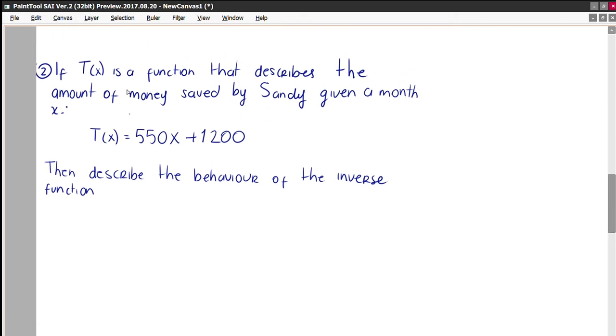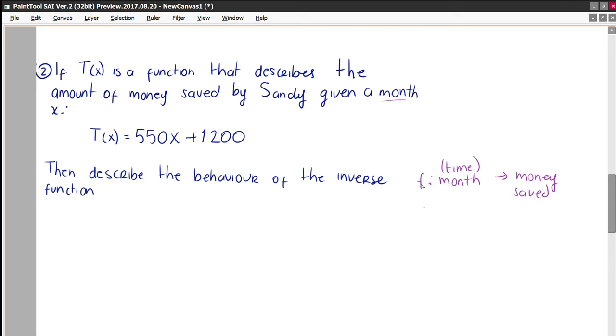Here I have a function t of x that describes the amount of money saved by Sandy given a month x. So this is a function. Given any value of x that represents a month, in return I obtain the money that Sandy has saved. So let's write this in function notation. If I give it a time in months, it gives me in return the money that Sandy has saved.